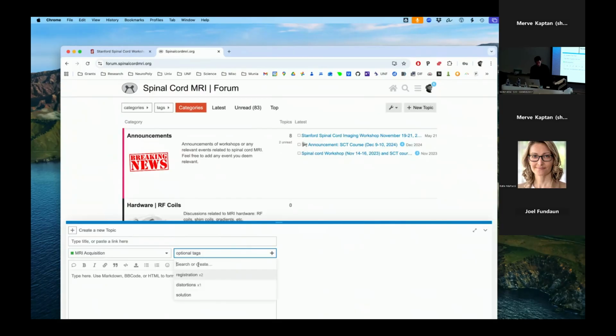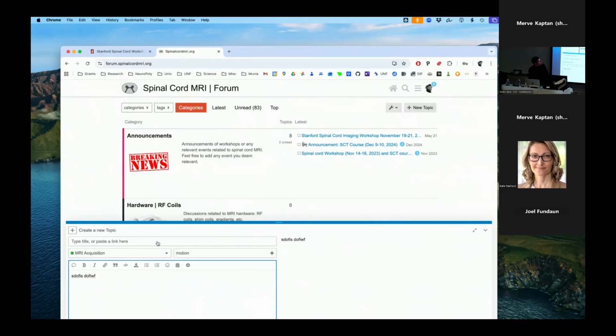And so, for example, if you have a question about distortions, there's already one. If you want to use something about motion, for example, then you can create a tag motion, and I did it. So there's a new tag motion now. And then you can ask your question and so on.